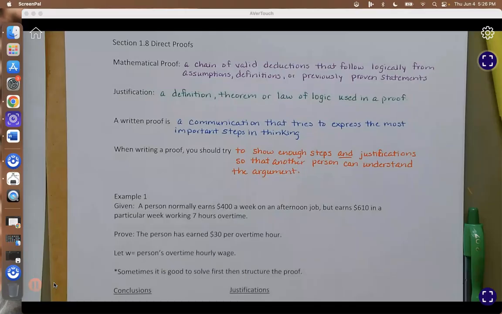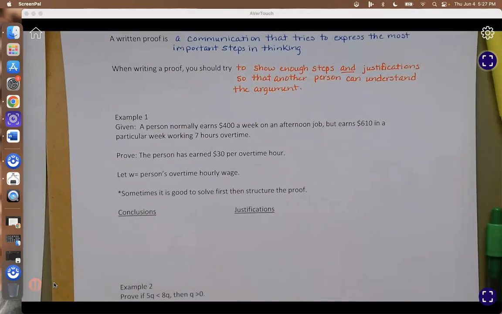Okay? All right, so let's look at this example. Given, a person normally earns $400 a week on an afternoon job, but earns $610 in a particular week working 7 hours of overtime. We need to prove that the person has earned $30 per overtime hour. Let W represent the person's overtime hourly wage. This would have been a Math 1 problem. Okay, so sometimes it's good to solve the problem first, then structure the proof.